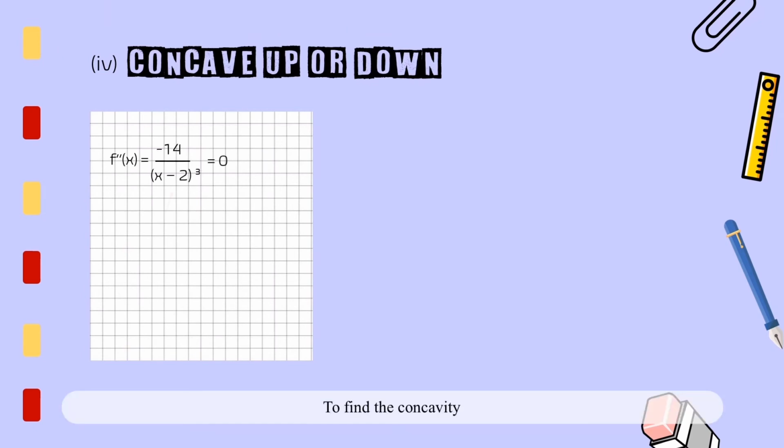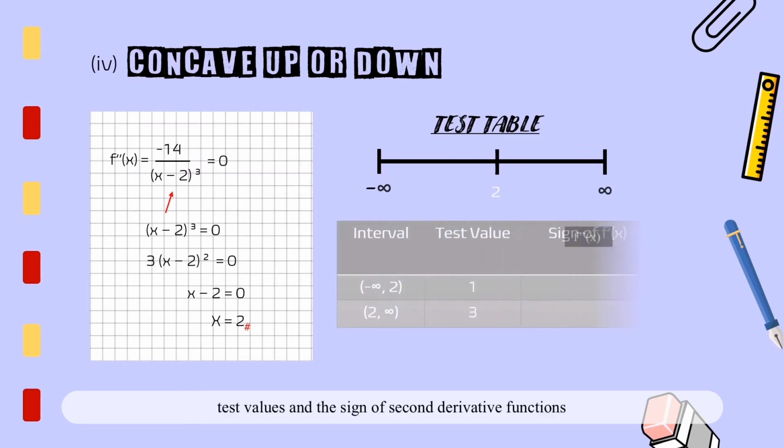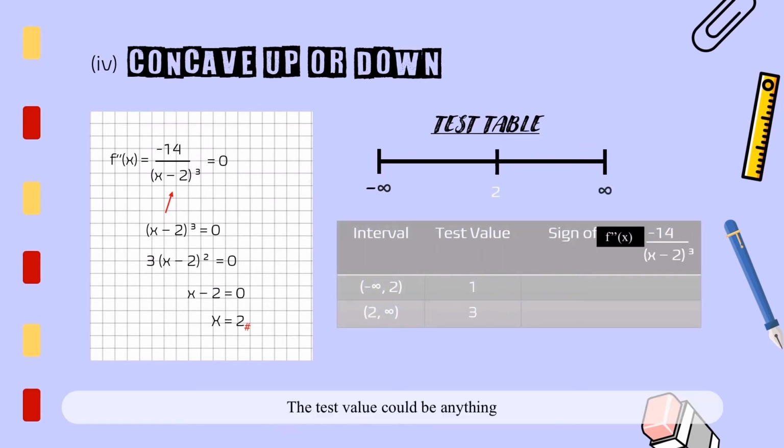To find the concavity, we need to take the second derivative and set it equal to 0. After that, find the value of x. To avoid careless mistakes, we need to do the test table, which contains the intervals, test value, and the sign of the second derivative function. The test value could be anything based on the interval, and substitute it in the second derivative function. Then you have the answer.